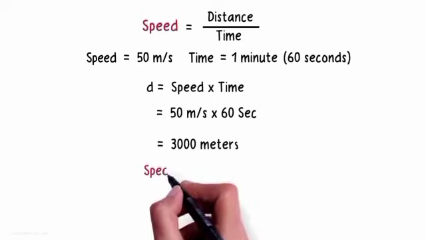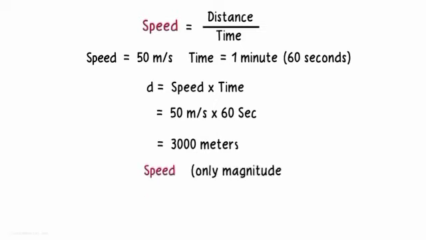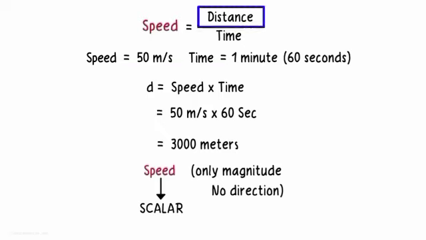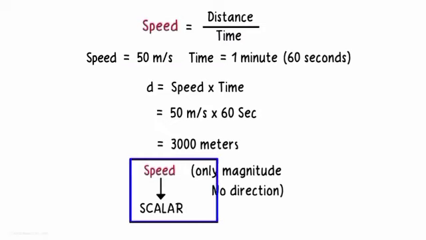Speed offers only the magnitude, making it what we call in physics a scalar quantity. It doesn't specify the direction. It just tells how much distance is covered in unit time regardless of direction traveled. Scalar quantities have only magnitude and do not specify direction.